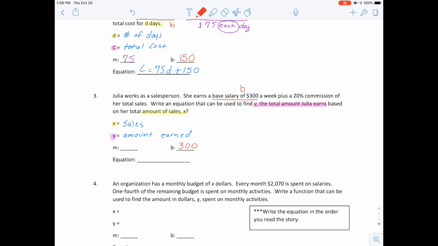Plus she earns 20% commission. Now this right here, of her total sales, so there's that keyword of, that tells you you're going to multiply 20% times however many sales she has. So 20% commission. I can't write a percent inside of this equation. I need to first change it to decimal form. So how do you write 20% as a decimal? 0.20. Remember, if you have a percent, wherever your decimal is, you move it 2 places to the left. So now it reads 0.20. All right, so that means our slope is going to be 0.20.